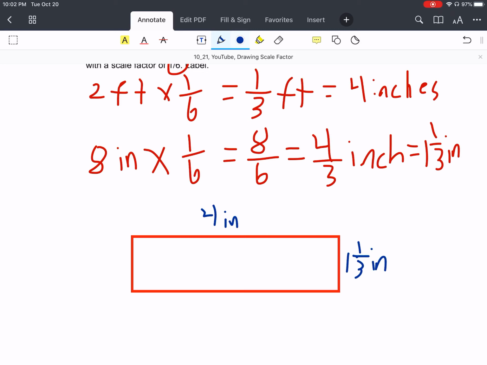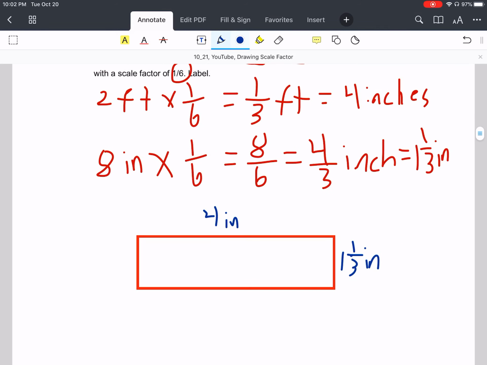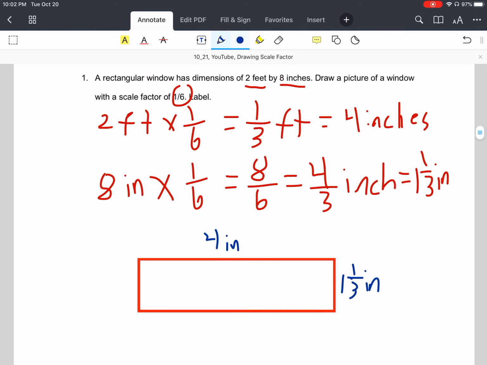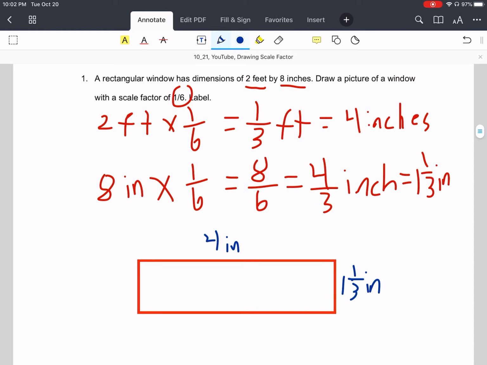And that would be how we do a problem like that. So I multiplied the dimensions of 2 feet and 8 inches by 1/6, and that got me the scale factor. And once I found the new dimensions of 4 inches and 1 1/3 inch, that gave me the length and width of the rectangle to draw. If you are working on one of these problems and you feel like this picture would be way too big for a piece of paper, double check your work, because that means you made a mistake.